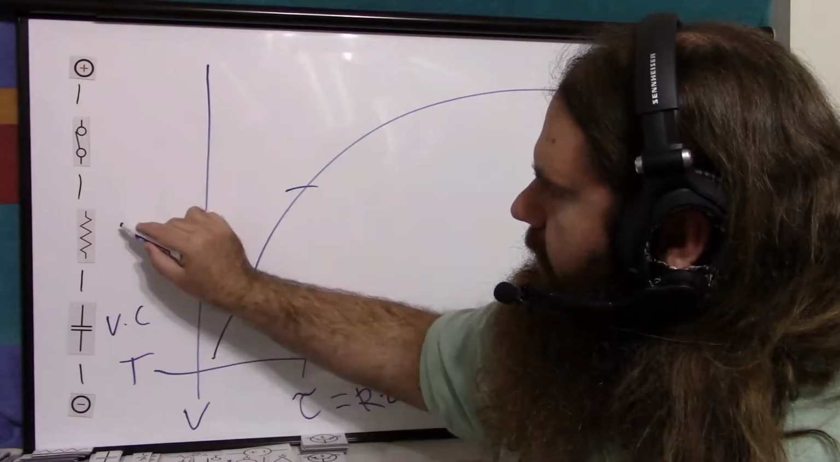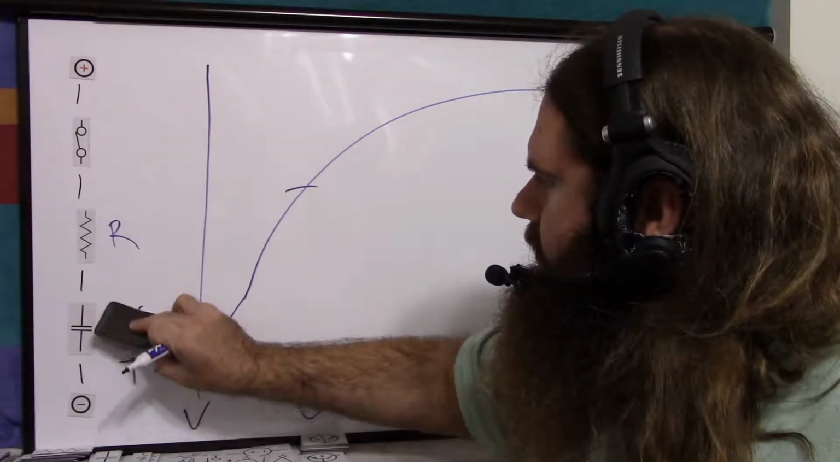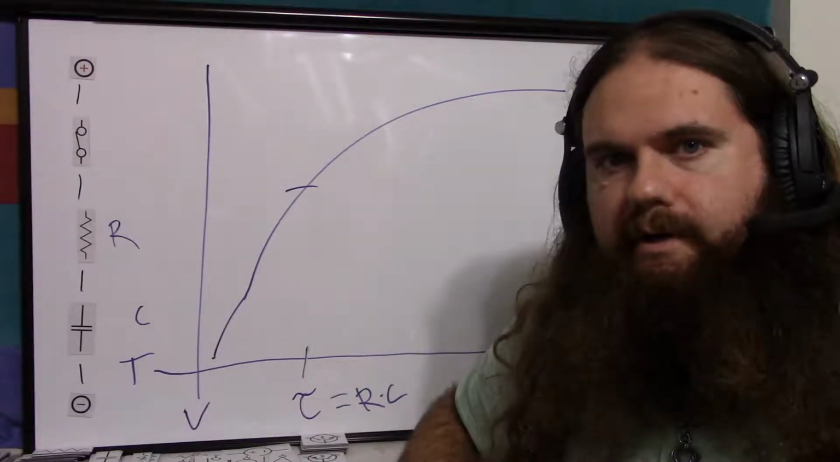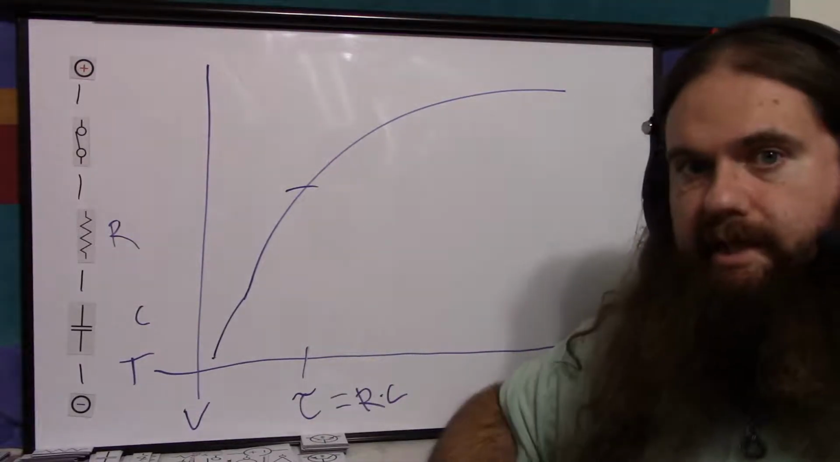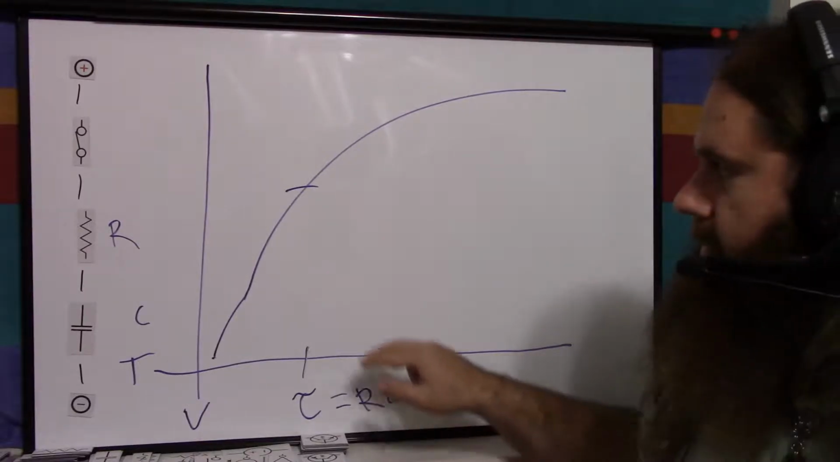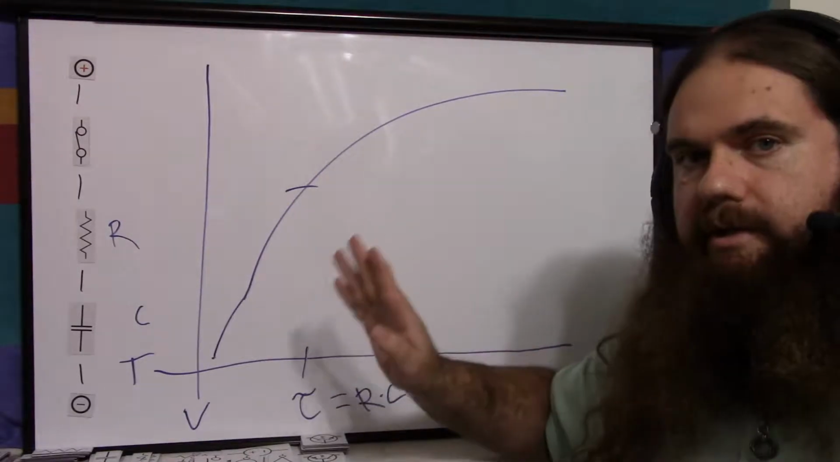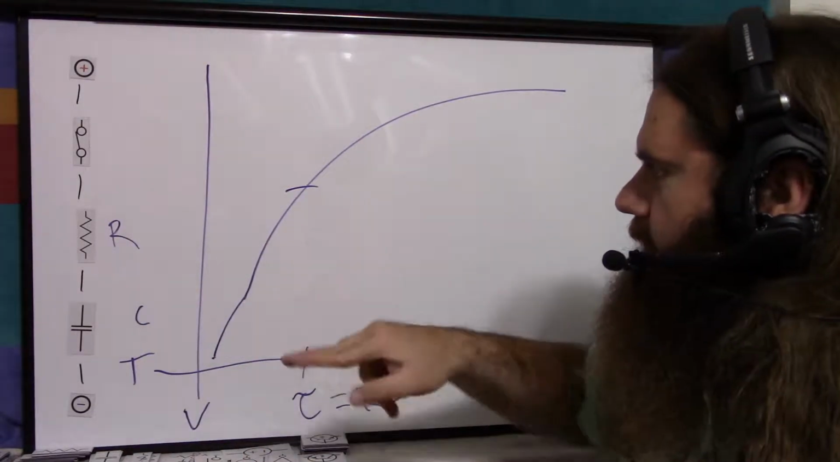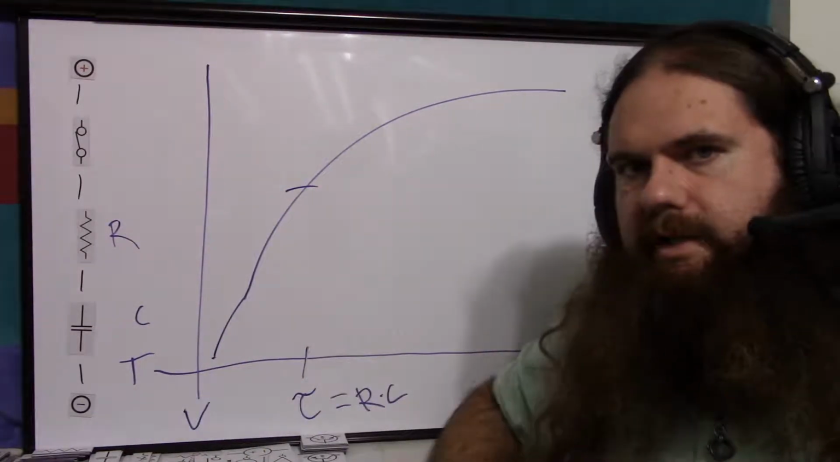So this is C, this is R. We know what V is. Let's not be confusing. Resistance is in ohms. Capacitance is in farads. If you multiply those, you get seconds. Tau, R times C, is the amount of time, regardless of the voltage, that this circuit with this resistance and this capacitance will charge this capacitor to about 68-ish%.